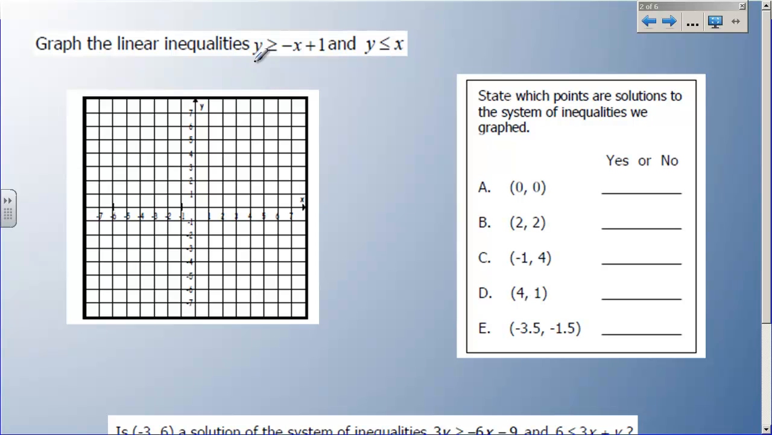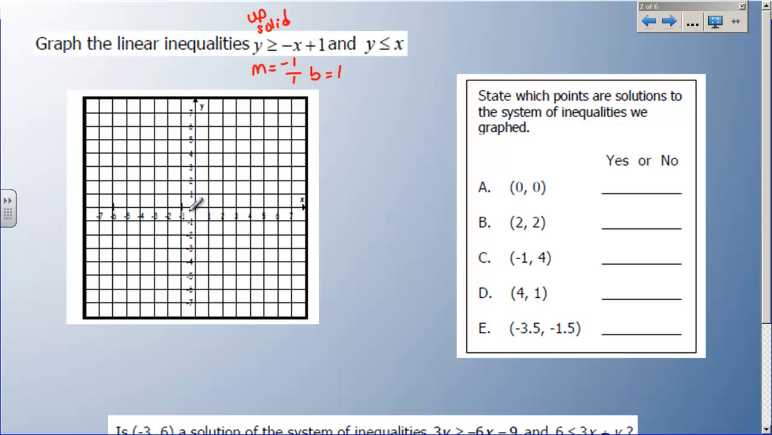So let's do this first one. I have y is greater than or equal to negative x plus 1. Because it's greater than or equal to, I'm going to shade up, and it is a solid line. My slope is the number in front of the x, which in this case is a negative 1, and I'll put that over 1. And my y-intercept is the number that's added or subtracted, so the y-intercept for this line is 1.